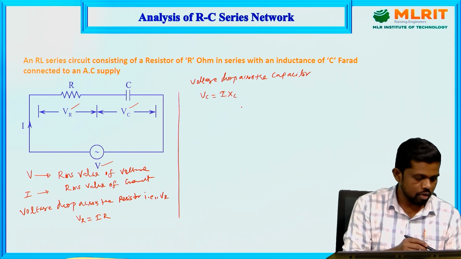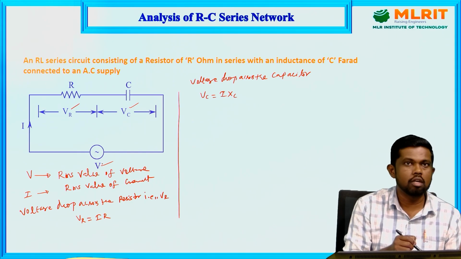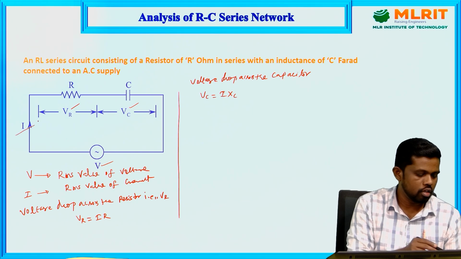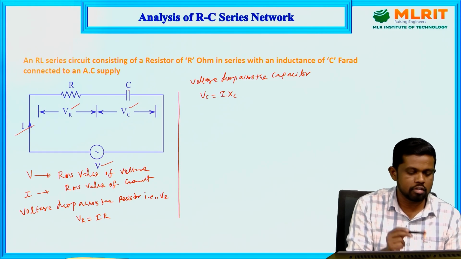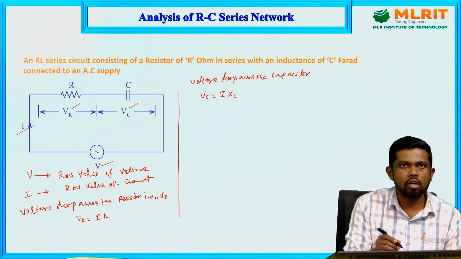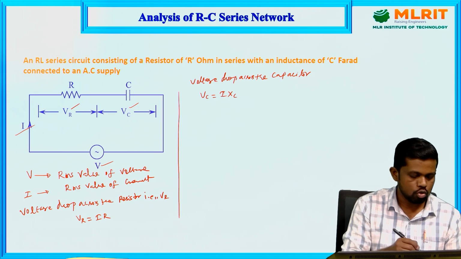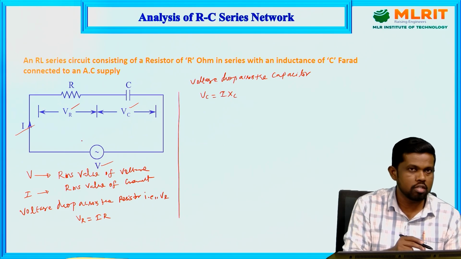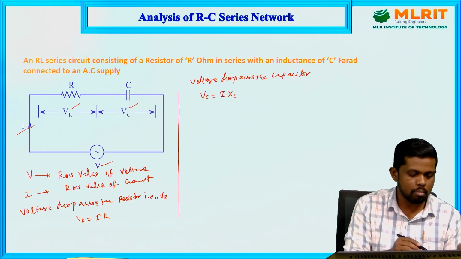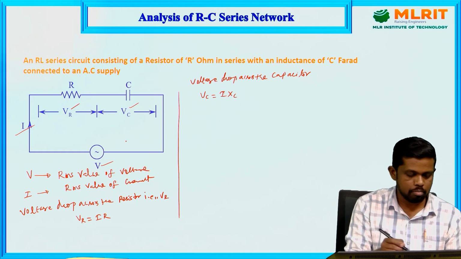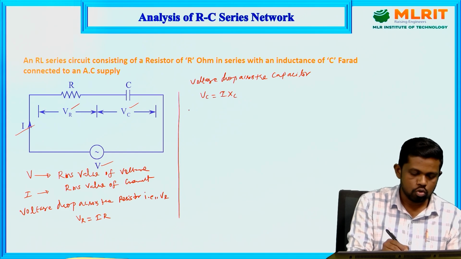All are phasor notations only. V is the phasor of the applied voltage, the resultant current I RMS is also a phasor, VR is the phasor of the voltage across the resistor, and VC is the phasor of the voltage across the capacitor. Based on these phasor quantities, we need to draw the phasor diagram and analyze the current of the circuit. We apply the voltage to the RC series circuit and get some amount of current in terms of RMS.